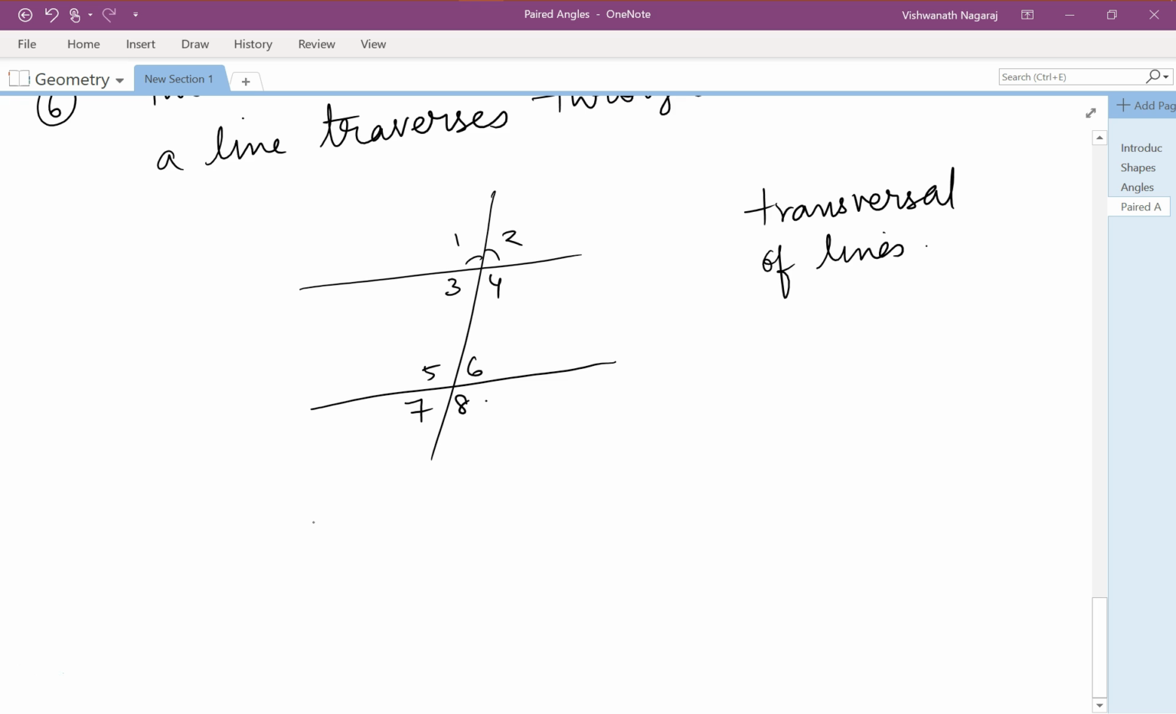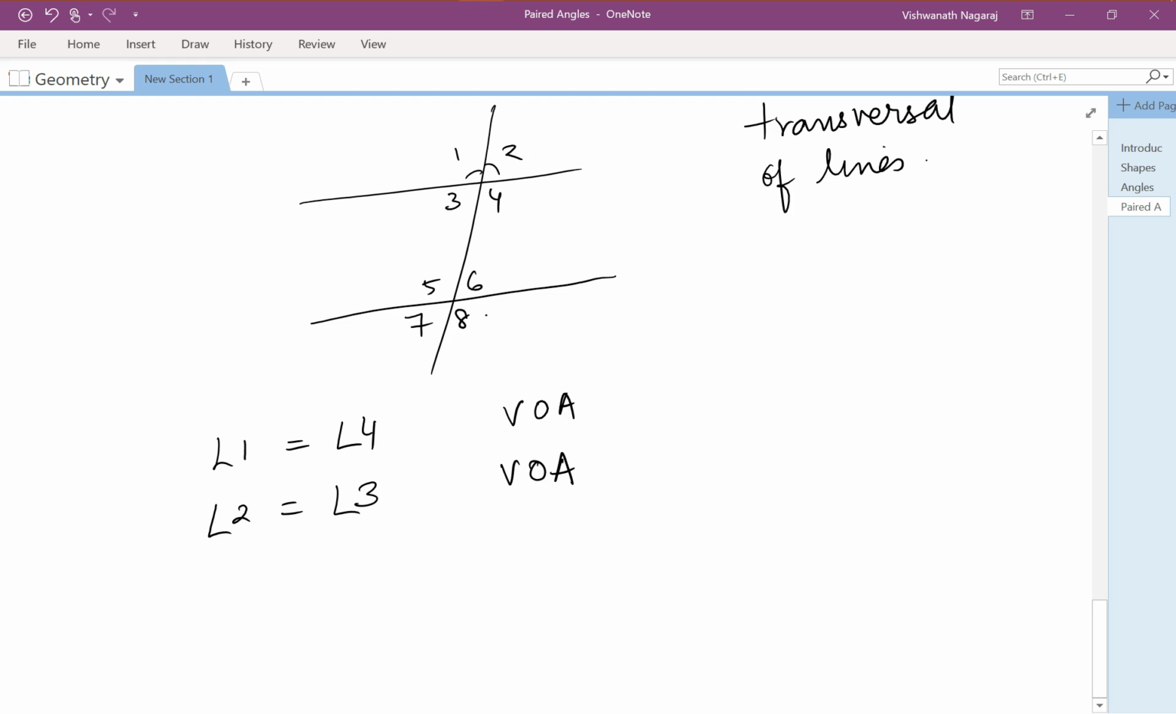And why it is interesting is because when two lines are parallel, if we know that they are parallel, then many of these angles become easily known. Say for example, angle 1 is equal to angle 4. Why? Vertically opposite angle. Similarly, angle 2 is equal to angle 3. Again, vertically opposite angle.